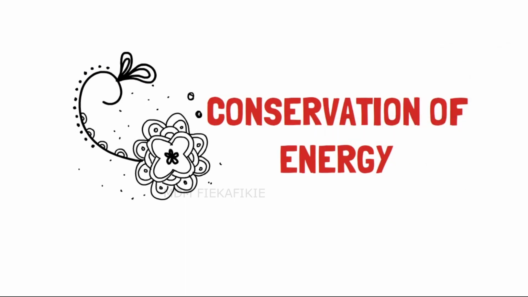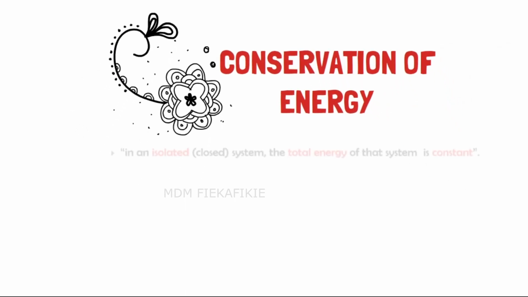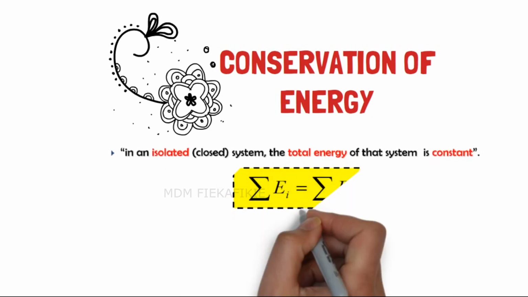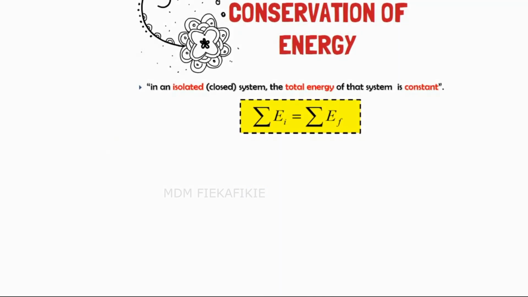Ingat lagi tak? So definition of conservation of energy state that in an isolated or closed system, the total energy of that system is constant. Okay, maknanya dalam closed system, so the total energy of that system is constant. Jadi kita boleh tulis sebagai total initial energy is equal to total final energy. Sekarang saya akan bagikan conservation of energy into two parts.